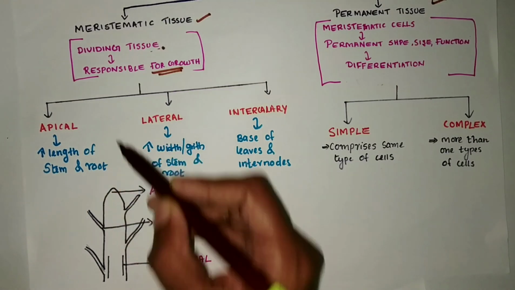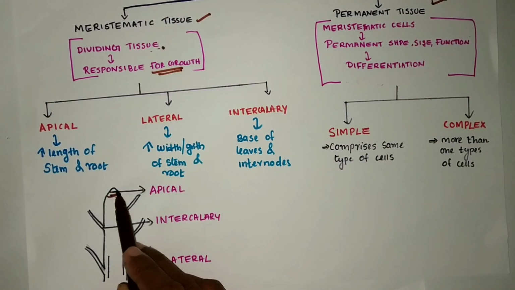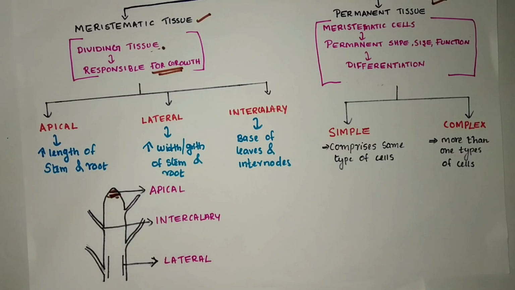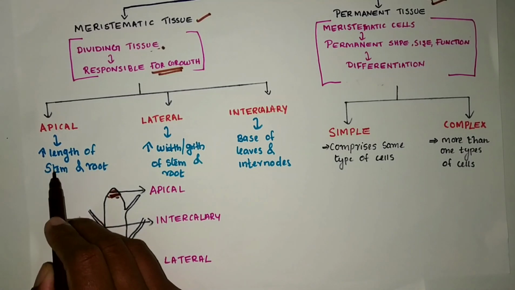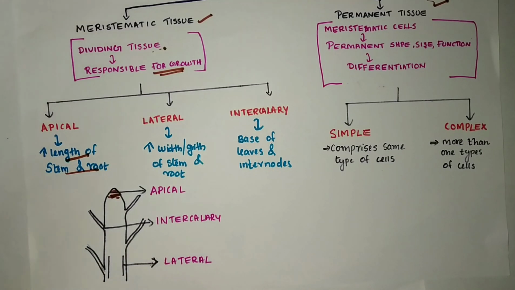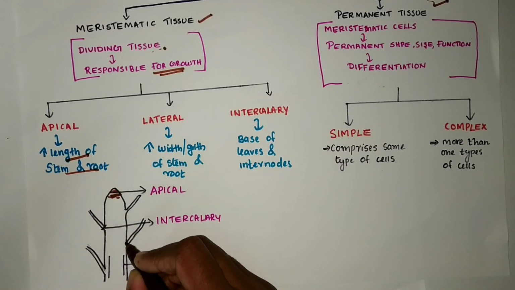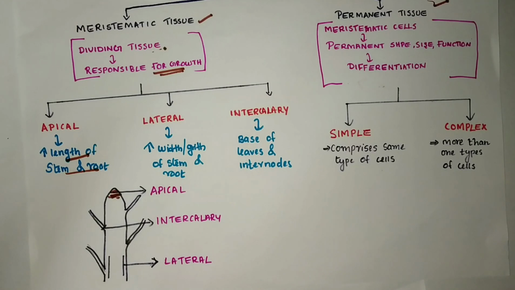Apical meristem is present at the growing tip of stem and root, and is mainly responsible for increasing the length of stem and root. Lateral meristem is present in the lateral regions of the stem, and its main function is to increase the width or girth of the stem and root. And intercalary meristem is present at the base of nodes and internodes or the base of leaves, and is mainly responsible for the growth of buds, leaves, etc.